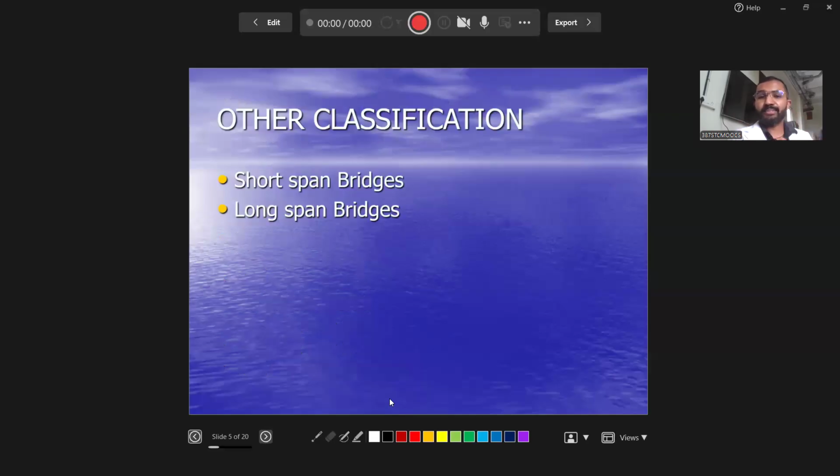The other type of classification is the short span bridges as well as the long span bridges. Short span bridges are those bridges where the number of replaced teeth is 1 or 2. If it is more than 2, it's called long span bridges, irrespective of the location.